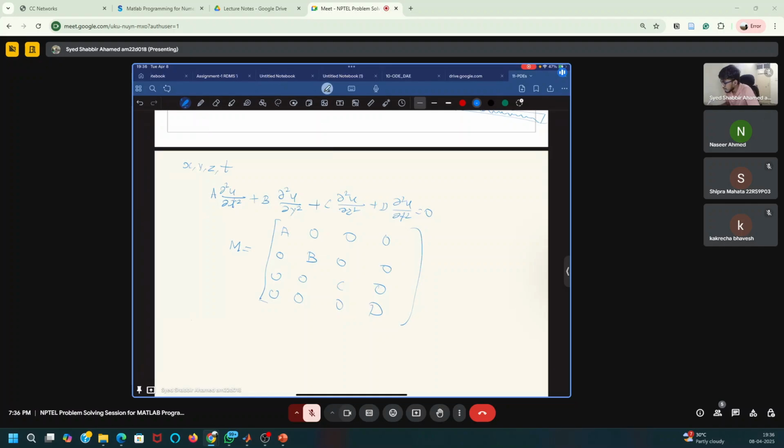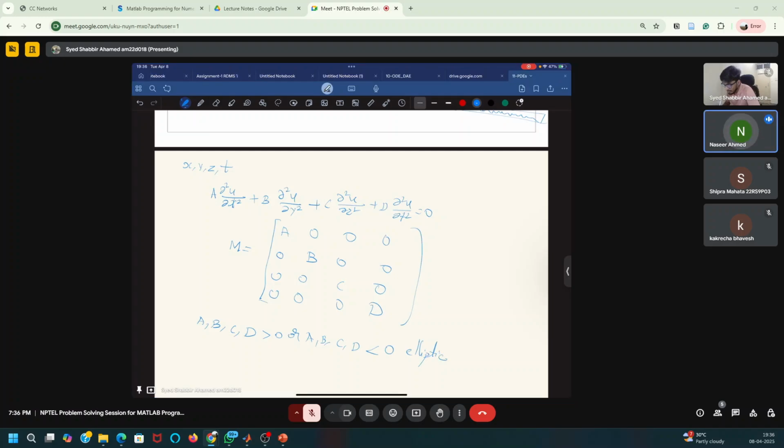If all the values are positive, here this is the diagonal matrix, so the diagonal elements will be the eigenvalues. If these are all positive, or if these are all negative, then this is elliptic.